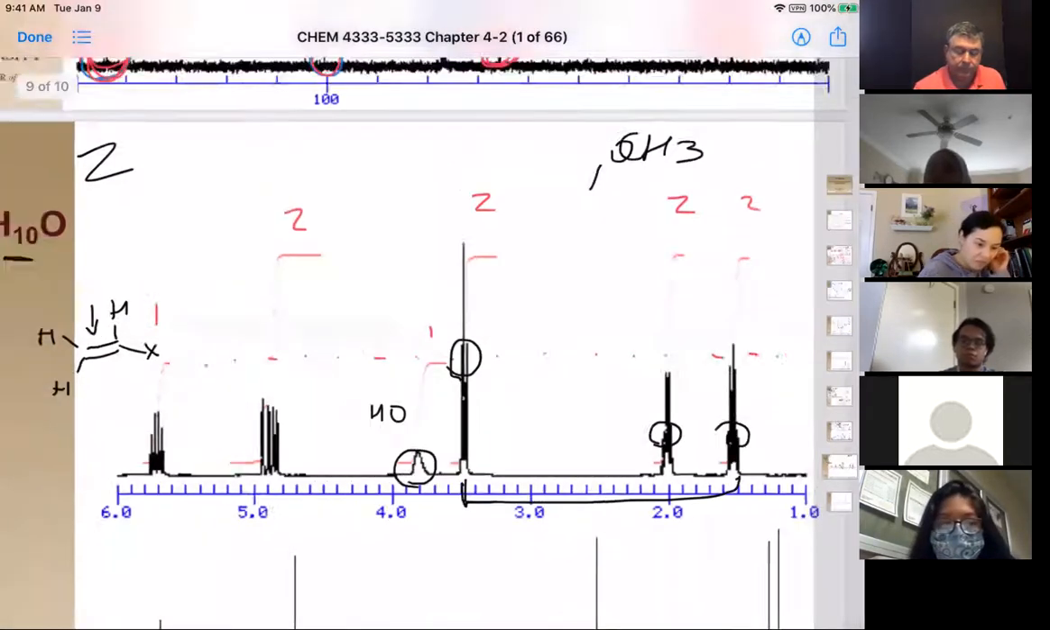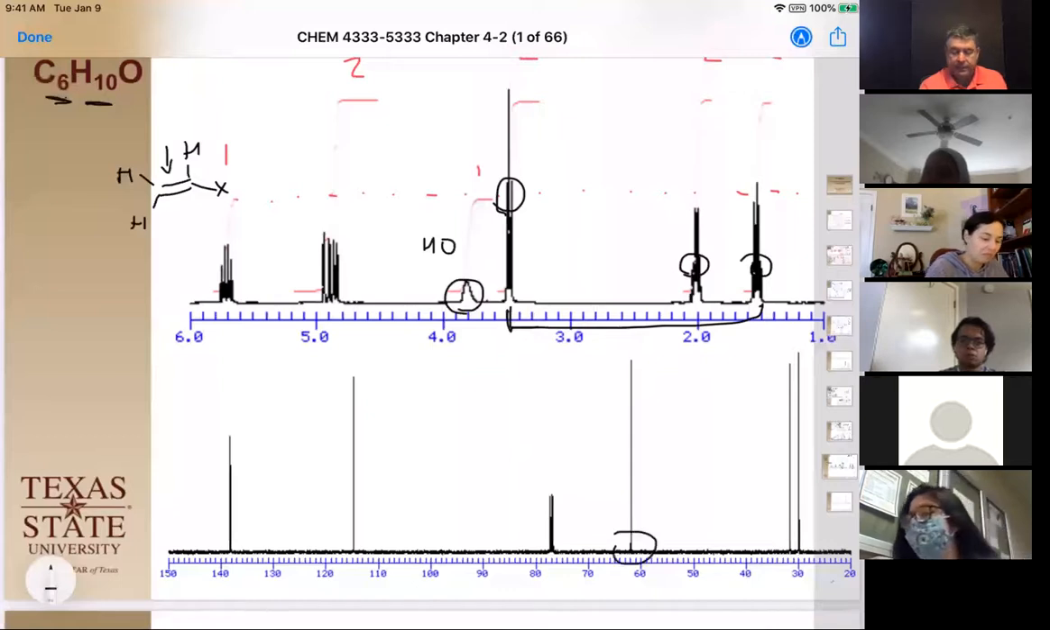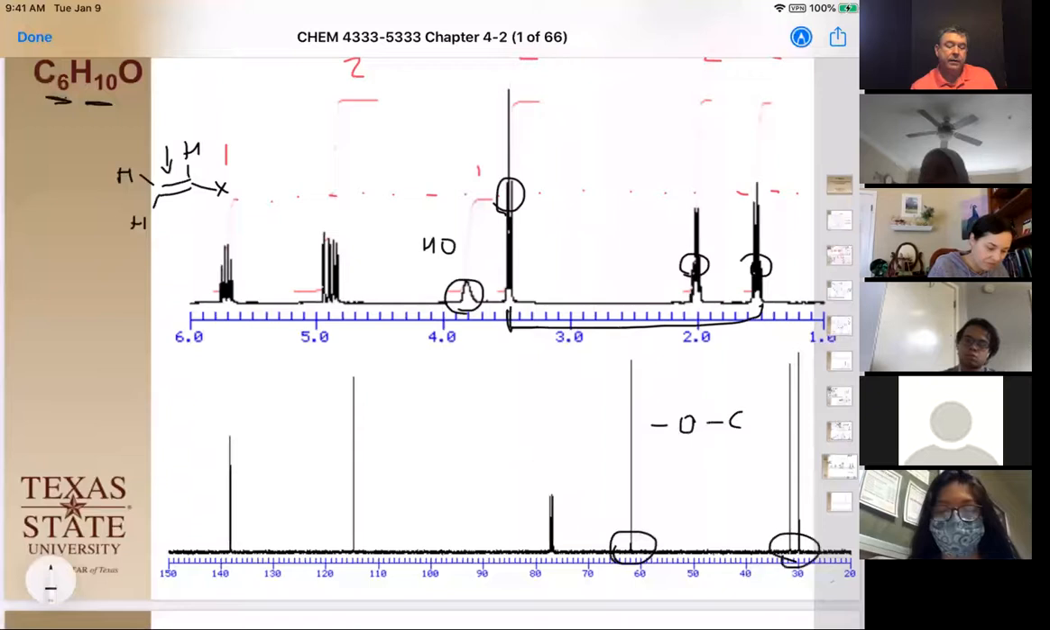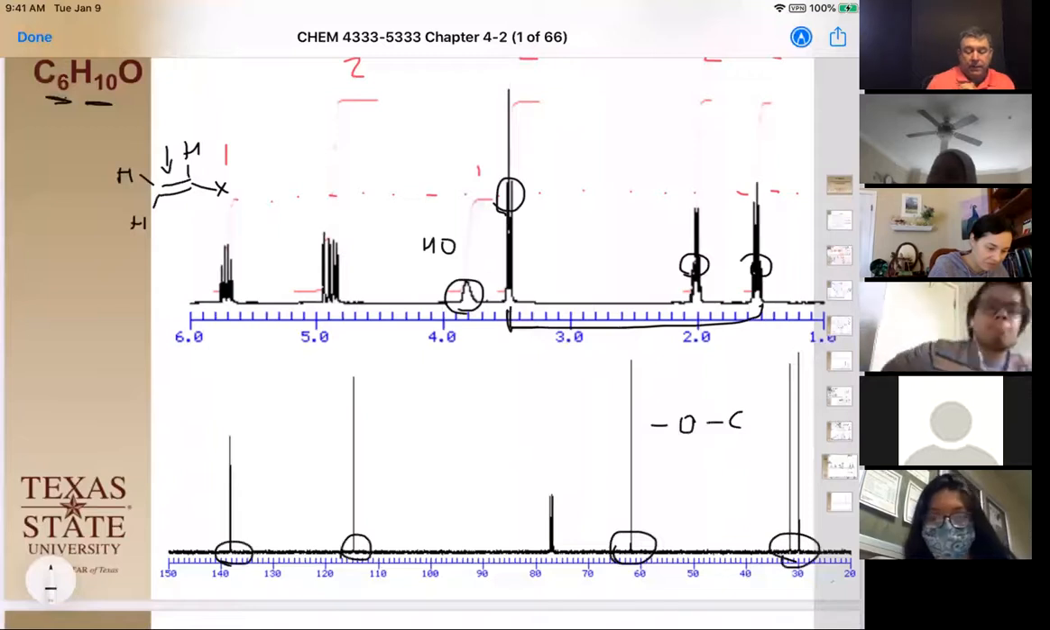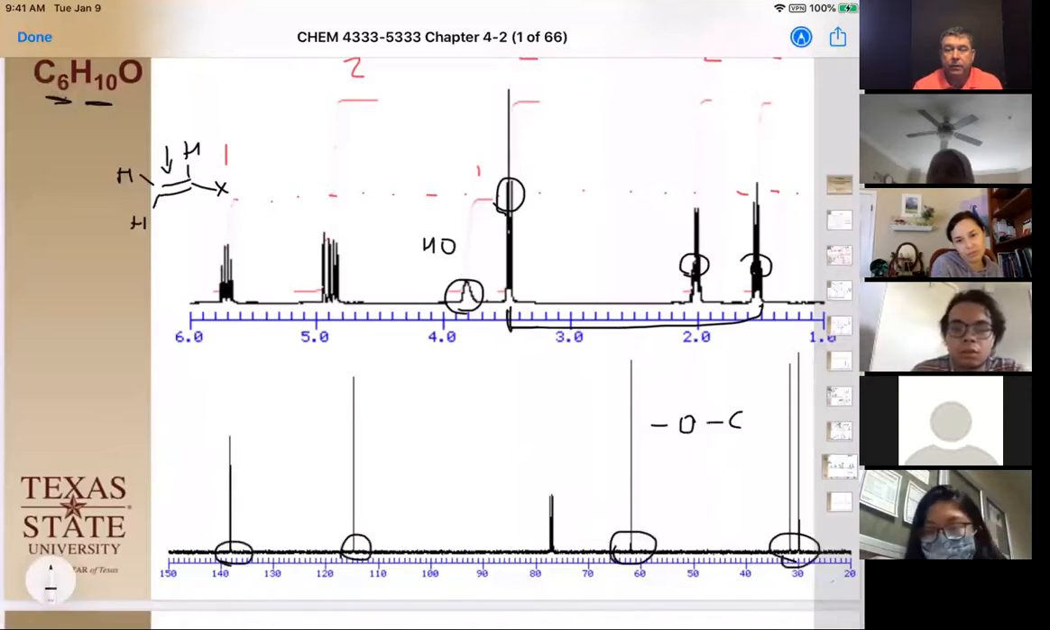So let's look at our carbon NMR. In our carbon NMR, we have 1 at 60, so that's a carbon next to an oxygen. We have these down here, so those are carbons not next to an oxygen. And then we have 2 peaks up here, those are the alkene. So that being said, we have 1, 2, 3, 4, 5, 6, and possibly an oxygen OH.